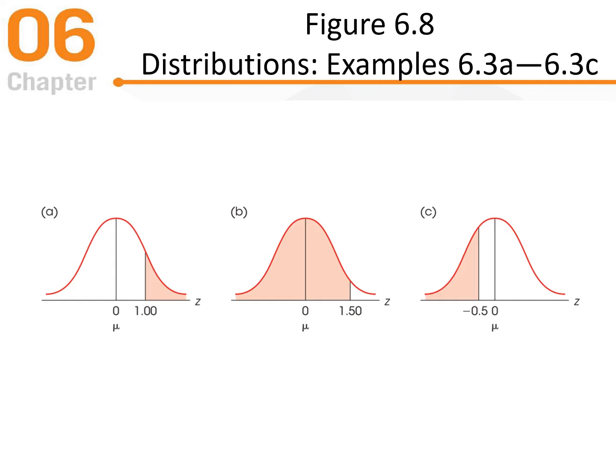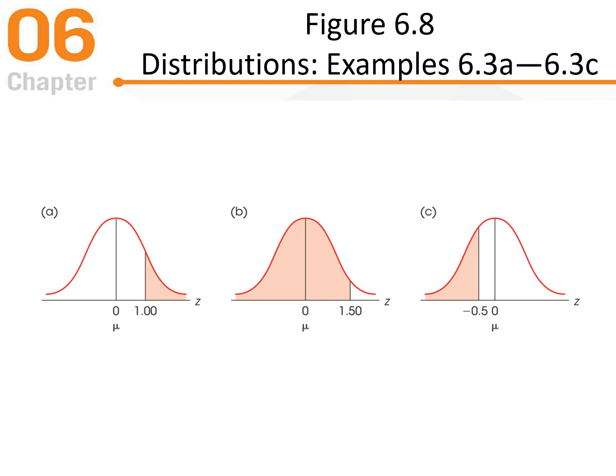So here's 3 different examples. In example A, you're asked to find what is the probability of getting a z-score greater than 1. That means it's to the right of that 1, so that's the tail. So you would look up the tail for 1 as a z-score. For example B, what's the probability of getting a score that's less than a z-score of 1.5? So less than means everything to the left.